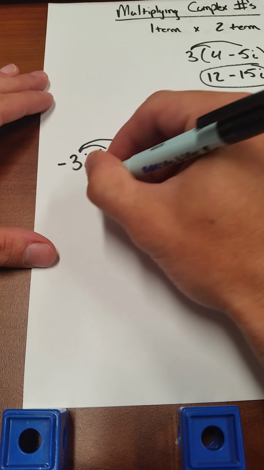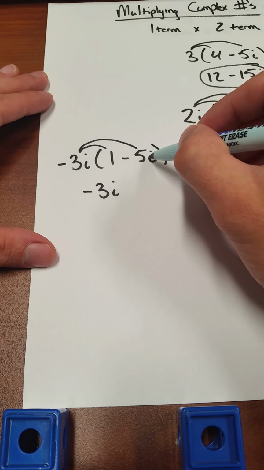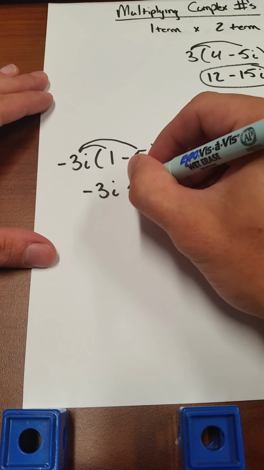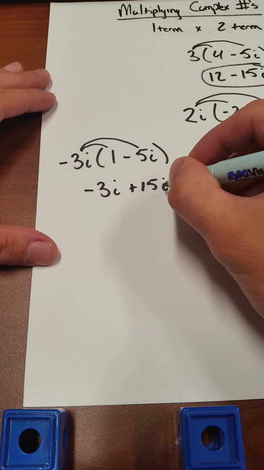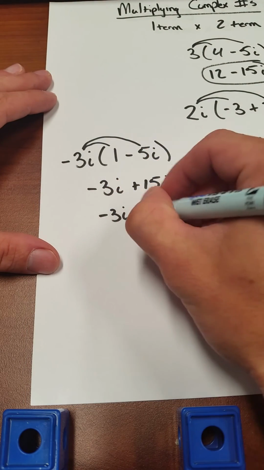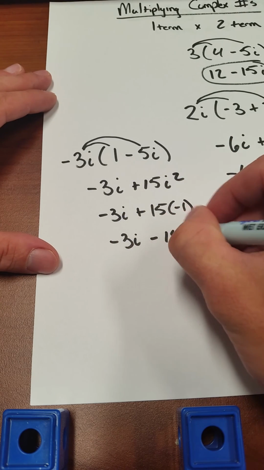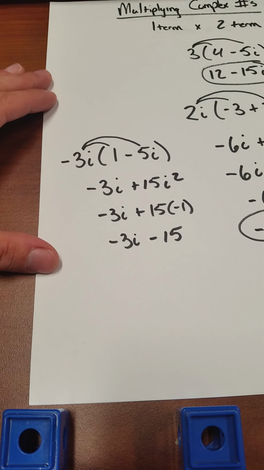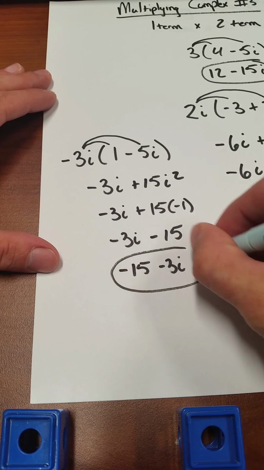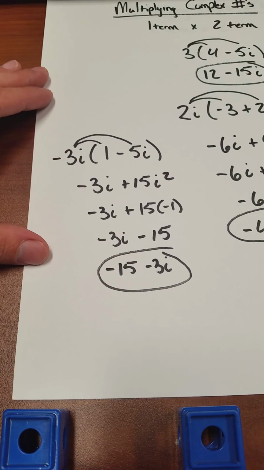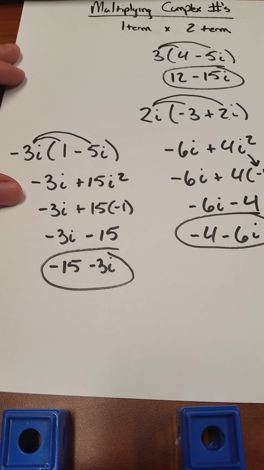Multiplying out, negative 3i times 1 is negative 3i. Negative 3i times negative 5i. So negative 3 times negative 5 is positive 15, and then we get i squared. But again, that is really a negative 1. So that changes that sign to negative 15. Rewrite it. There's my solution. So this is multiplying complex numbers, a one-term times a two-term. All right?